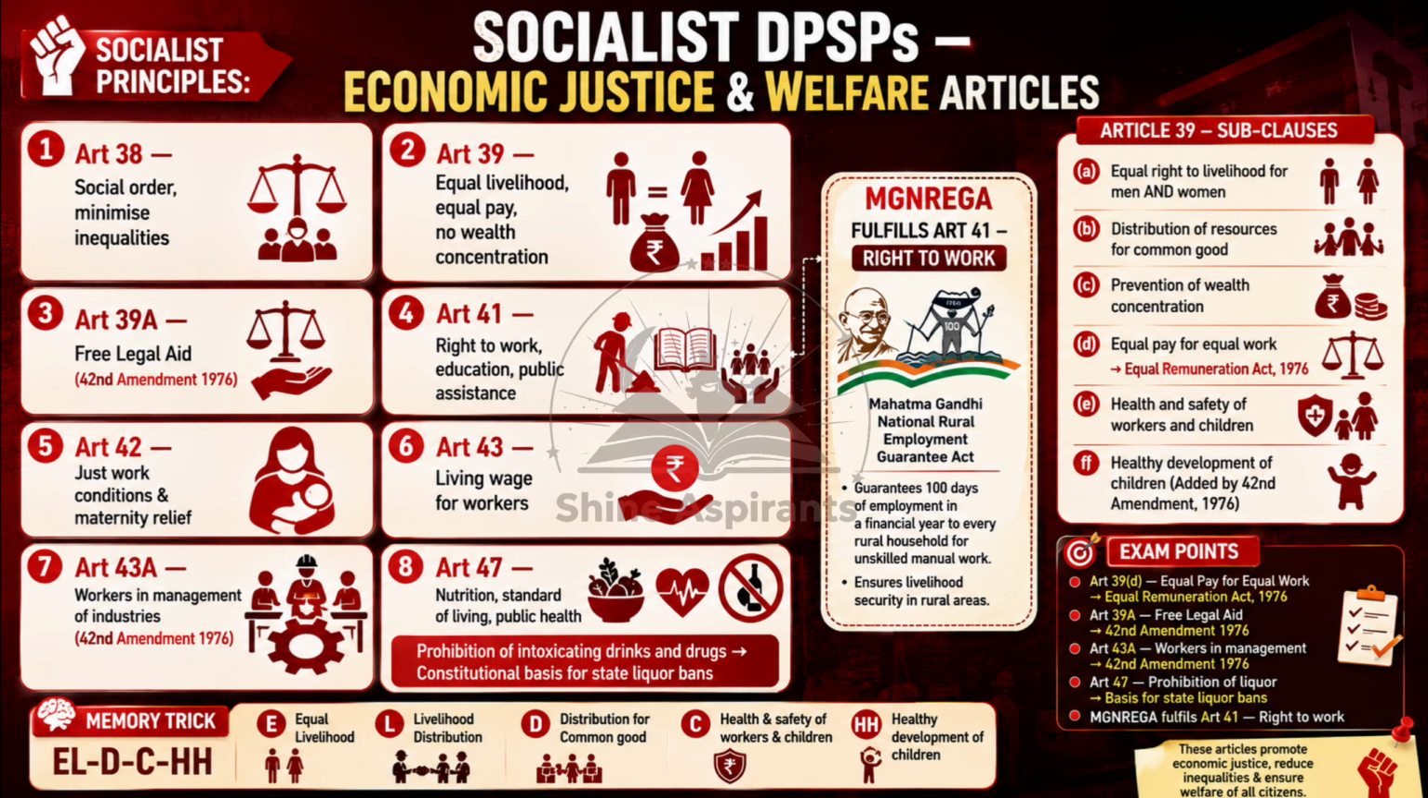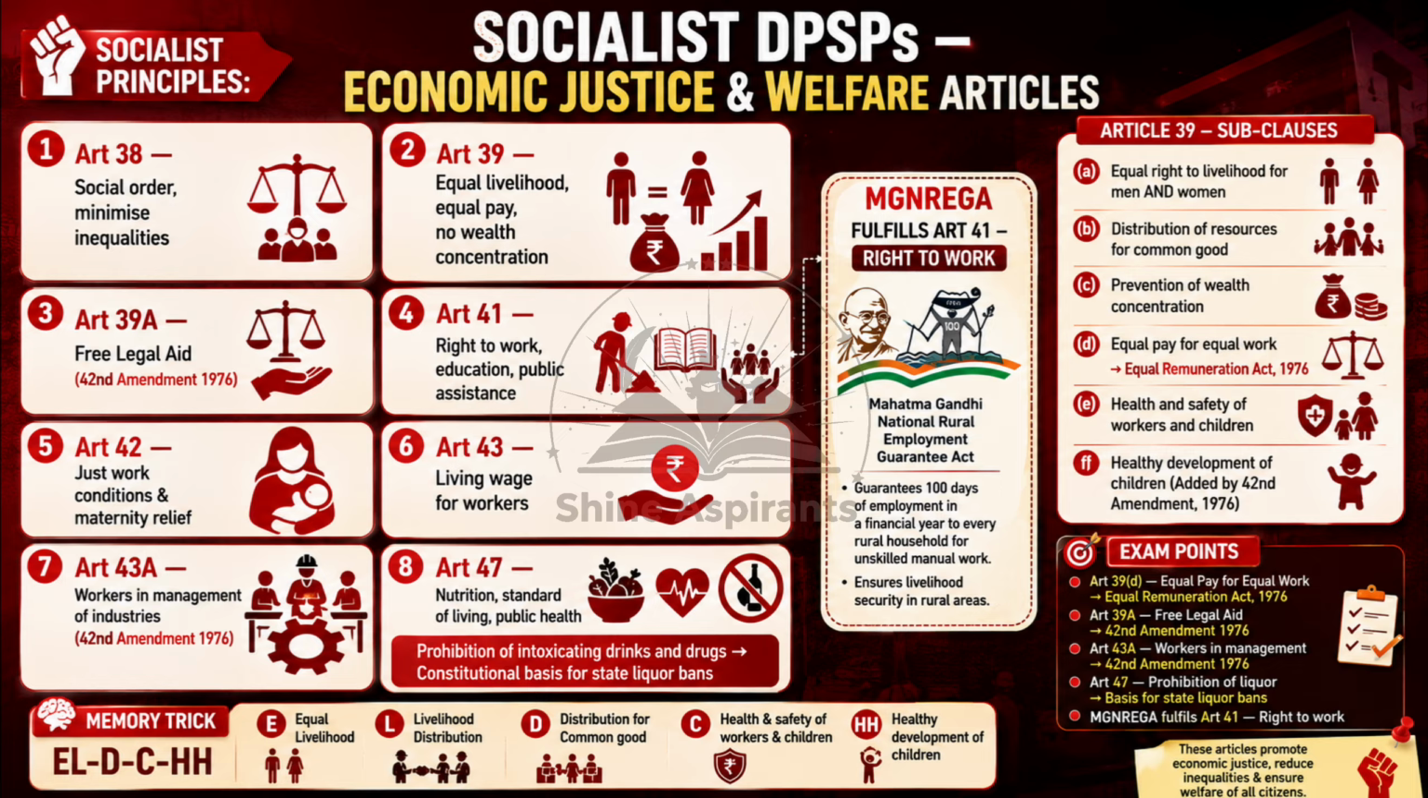Article 41: right to work, right to education, and public assistance in cases of unemployment, old age, sickness, and disablement. Article 42: just and humane conditions of work and maternity relief. Article 43: living wages and decent living standards for workers. Article 43A: participation of workers in the management of industries. Also added by the 42nd Amendment Act, 1976.